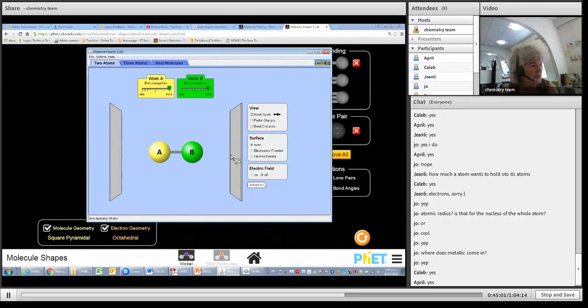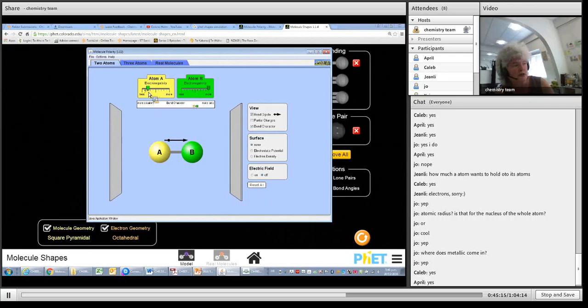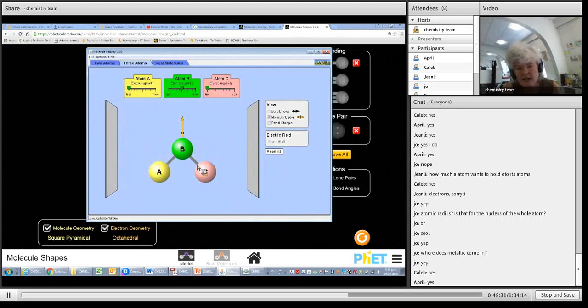I can click on bond character so that you can see it's more covalent. And if I change it, you can see how it's going from covalent through polar covalent to ionic. So that's just an idea of how this changes. Now, 2 atoms is fairly straightforward, so we're going to go to 3 atoms. What I've done is I've made it a shape that is non-symmetrical, or the English term is asymmetric.